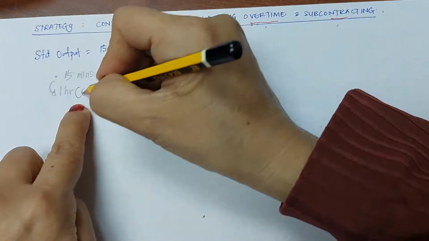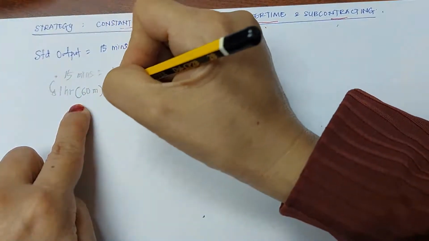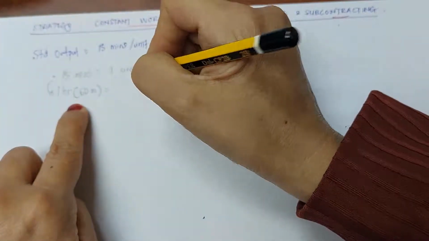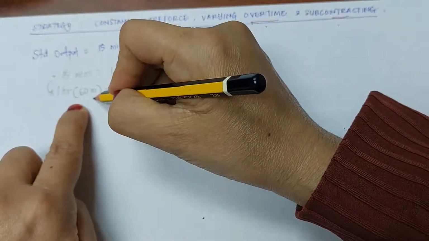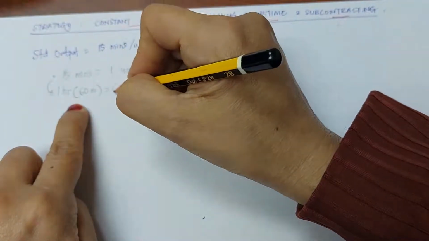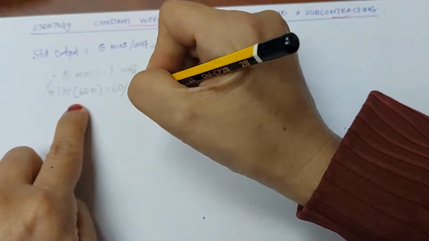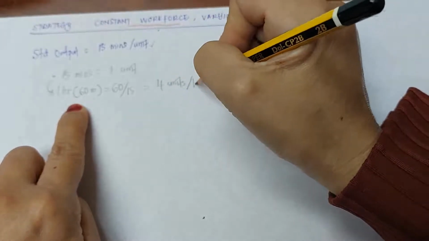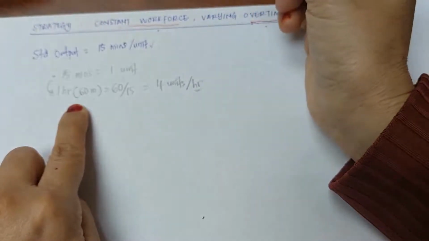So in 1 hour, we have 60 minutes. So if in 15 minutes we are able to produce 1 unit, what about 60 minutes? How many units can be produced? So we take 60 divided by 15, so we get 4 units. So 4 units can be produced in 1 hour. So this is on 1 hour basis.